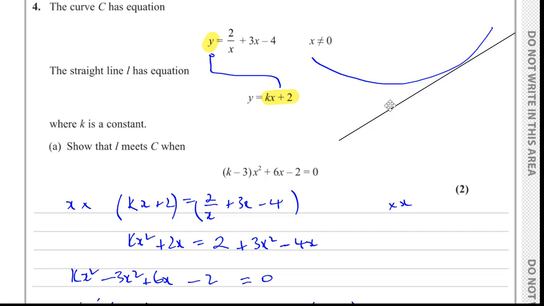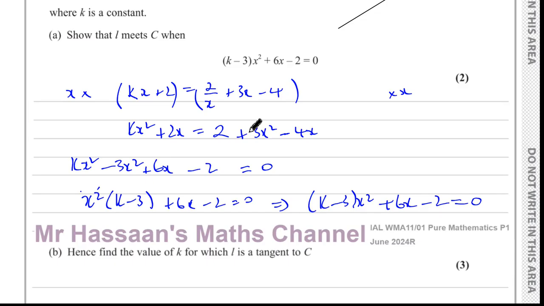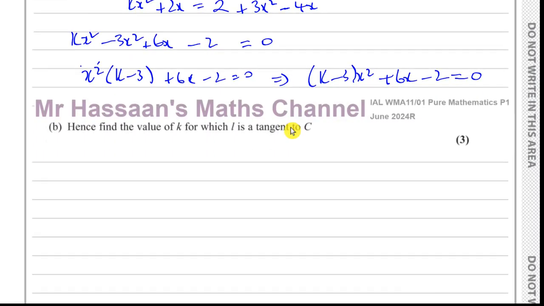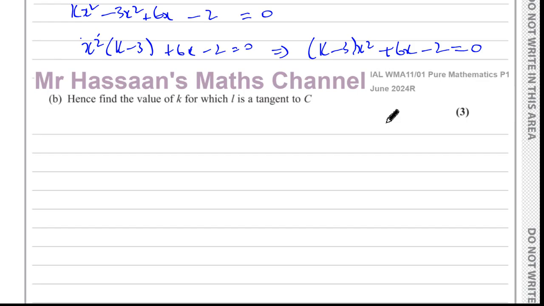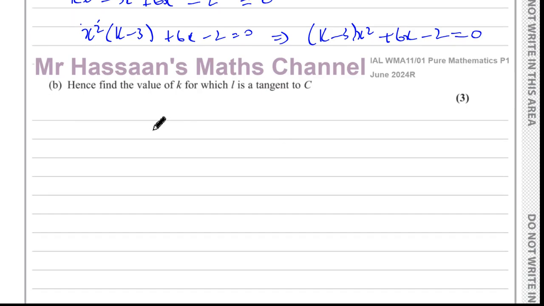Or the other alternative is that the line is a tangent to the curve, in which case it will touch it or meet at one place. It won't intersect through it, it will just touch at one place. And that's the case that we have to look at: the value of k for which L is a tangent to C. So when we want to find that, we have to find the equation which tells us where they intersect, and that's exactly what we've just found. So this is the equation that tells us about how and where they intersect.